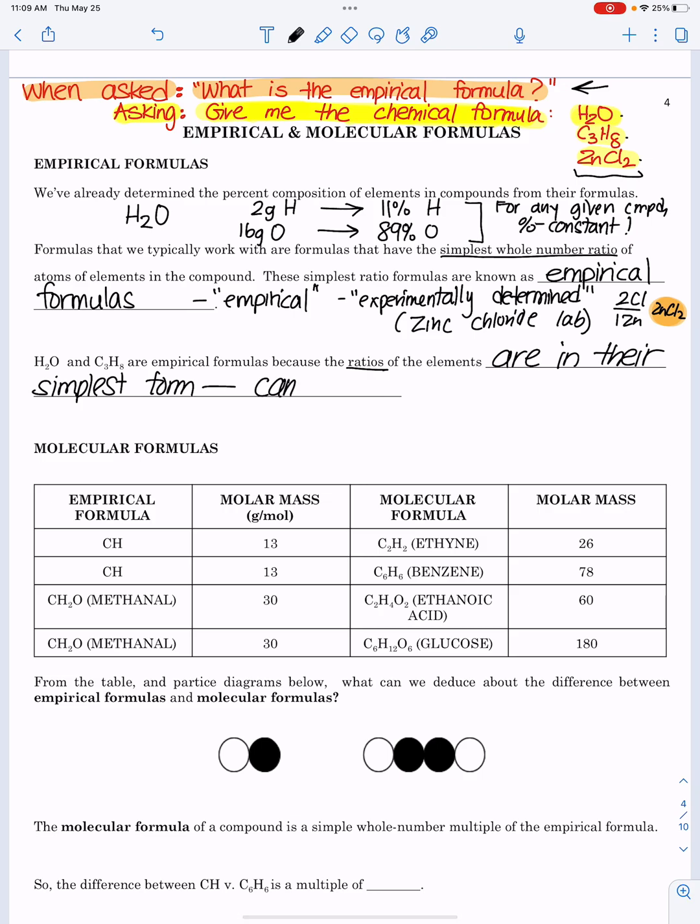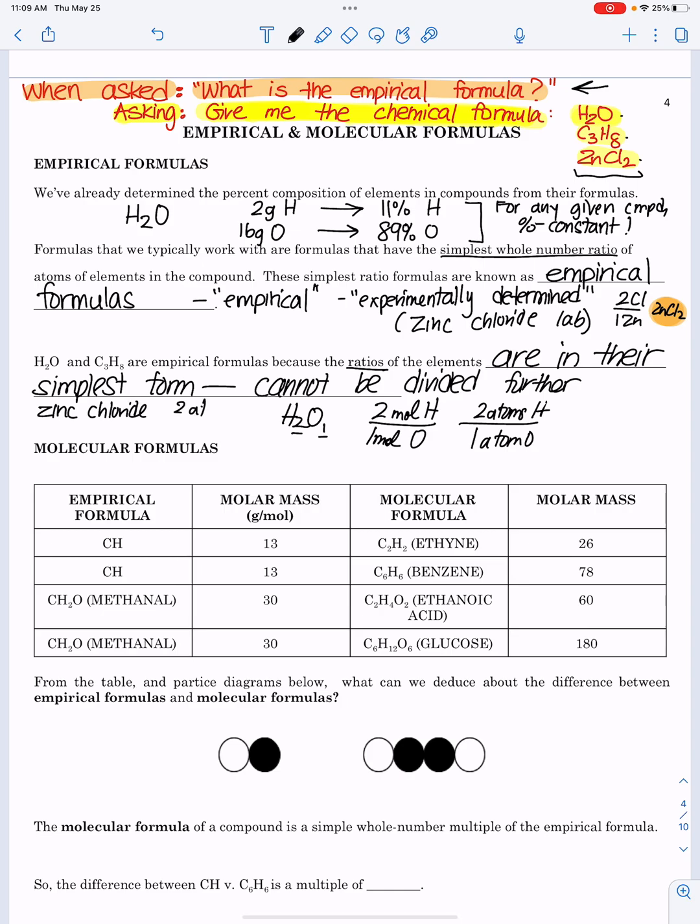That is, they cannot be divided further. Like H2O, there are 2 H's and 1 O. So there are 2 moles of H for every 1 mole of O, or 2 atoms of H for every 1 atom of O. Or we had the zinc chloride. Like we said before, there were 2 atoms of Cl for every 1 atom of Zn. And that gave us an empirical formula of ZnCl2. So those are examples of empirical formulas.